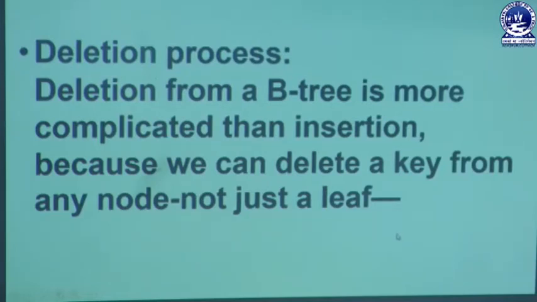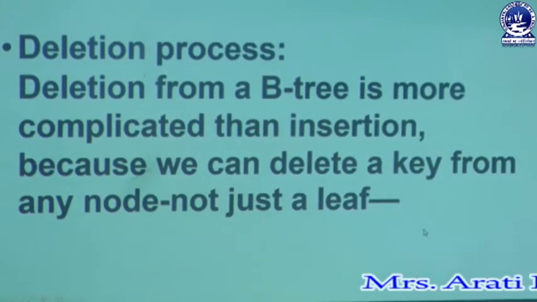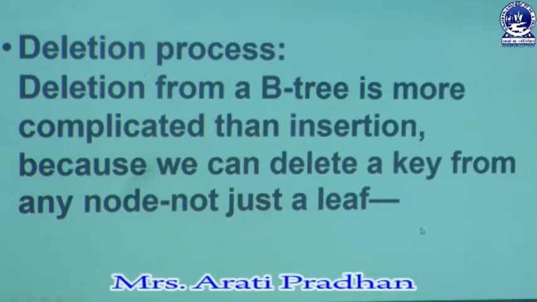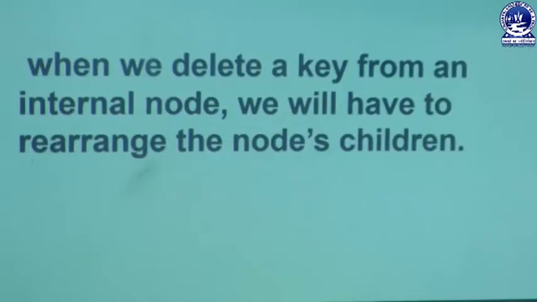Deletion from a B tree is more complicated than insertion because we can delete a key from any node, not just a leaf. Actually, when we are performing a deletion operation on other binary trees like BST or AVL, we are just deleting a particular node, but here we are deleting a key. This is the main difference, and for that reason it is complicated. When we delete a key from an internal node, we will have to rearrange the node's children, which is very interesting and also a little bit difficult process.